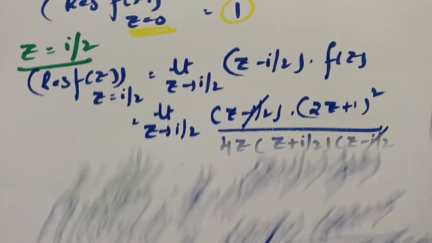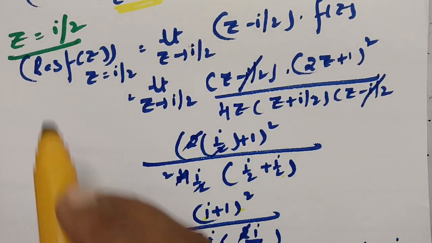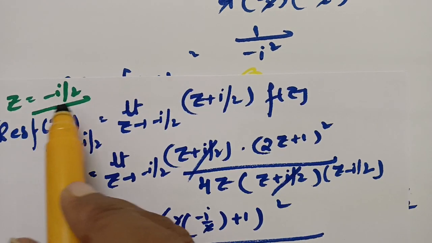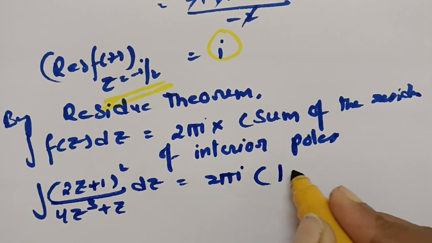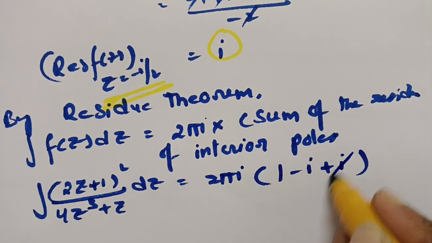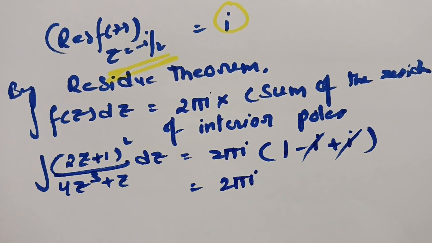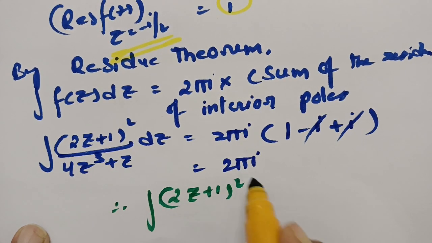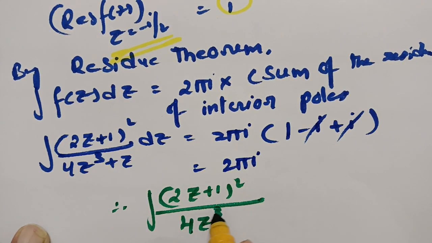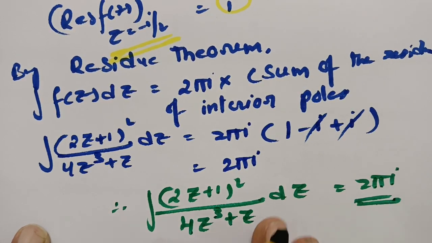The first residue is at z is equal to 0. At z is equal to 0, the value here is 1. And for z is equal to i by 2, this is minus i. And next for minus i by 2, the value here is plus i. So the first value is 1, the next value is minus i, and the next value is plus i. After cancelling these two, the value here is 2 pi i. Therefore, the integral of (2z plus 1) whole square by (4z cube plus z) dz is 2 pi i. So this is how we have to solve.